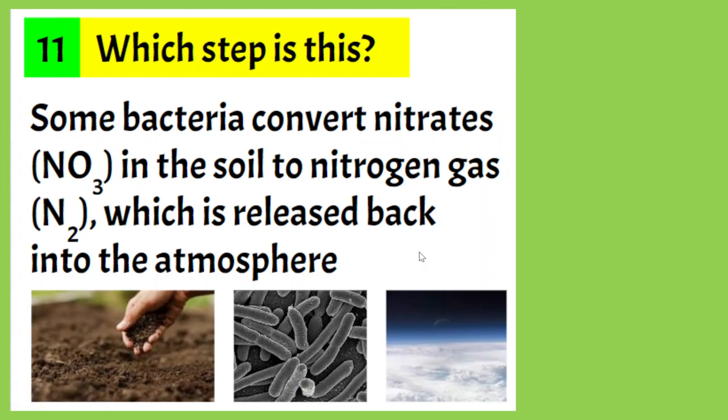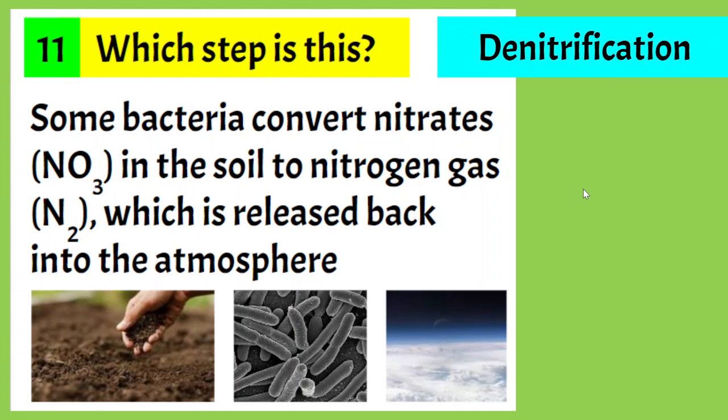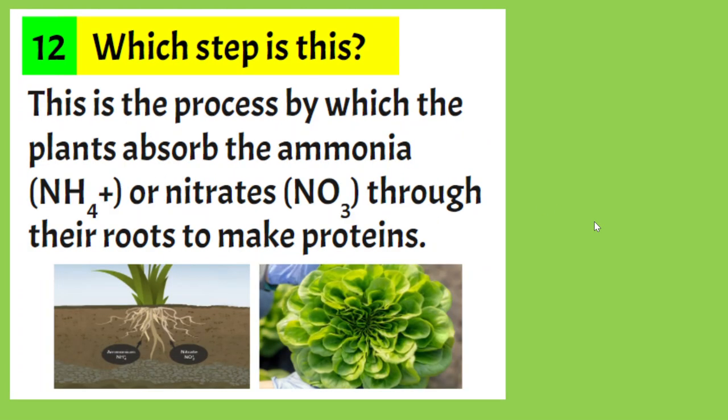Some bacteria convert nitrates, NO3, in the soil, into nitrogen gas, which is released back into the atmosphere. So this is part of our cycle. So remember, we're getting those nitrogens all alone. We're removing nitrogen from the other molecules. We are denitrifying because we're pulling those nitrogens off. So this is denitrification that turns our nitrogen back into nitrogen gas that is in the atmosphere.